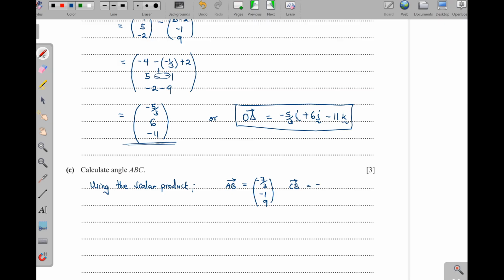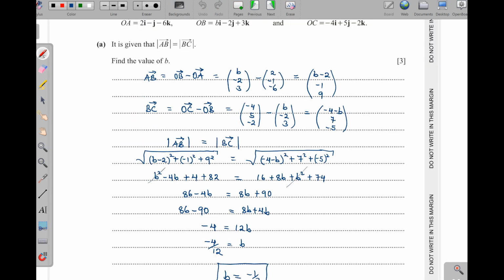CB is the negative of BC. So what is our BC? I think we found it before. BC is here. So it is -4, then minus 1/3. So this one becomes a plus, right? So 3 times this, you'll get -12, then plus 1, that is -11. So we have -11/3, then 7, and then -5. So the negative of this one will turn this one to be a positive, then this one a minus, and then this one a positive. Clear?